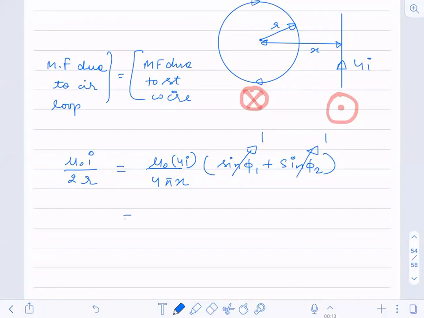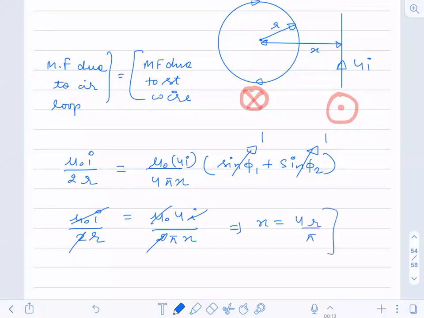Okay. So this is now what? Mu naught 4I divided by 2 pi X, and this side mu naught I by 2R. Okay, now cancel the things. So see here, mu naught I gets cancelled. 2 and 2 get cancelled. Fine. Anything else? No. Can you calculate the X value from here? Yes. So you will have 4r by pi as your answer.